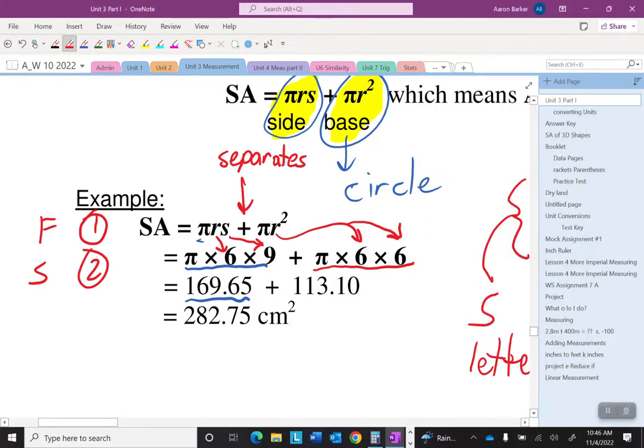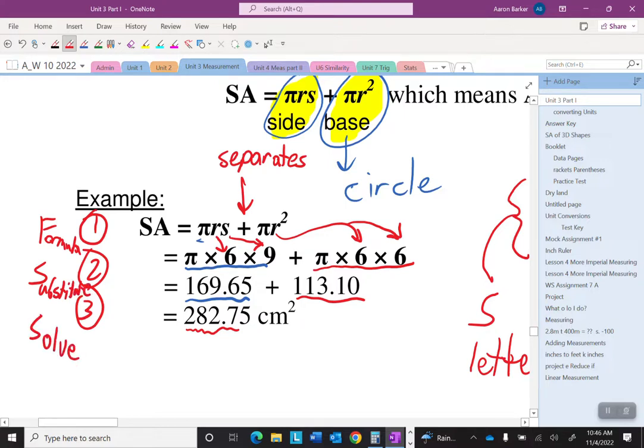This number here represents the pi times 6 times 6. What's our last step? Add, okay? So our last step, we add it together, we solve. Okay, so formula, substitute, and solve, the last one.